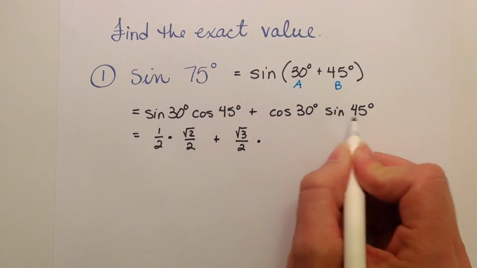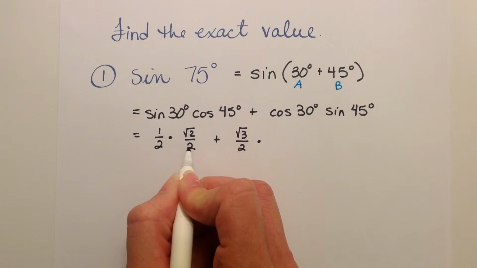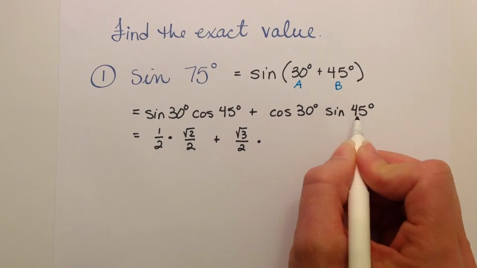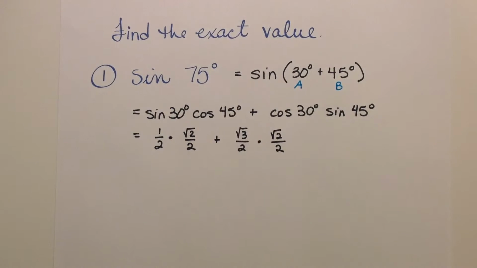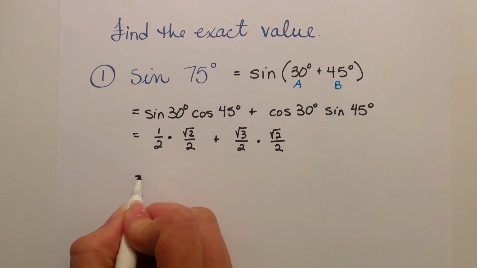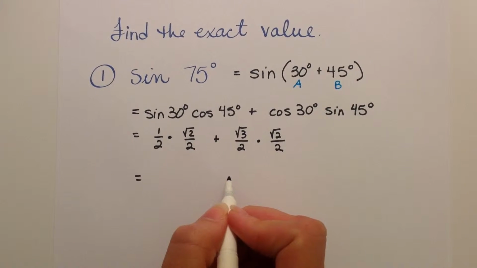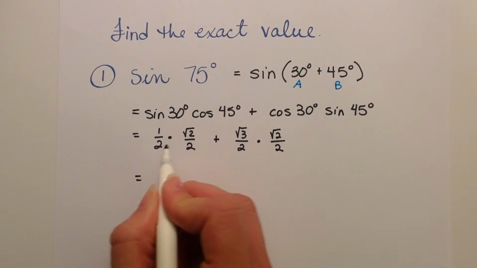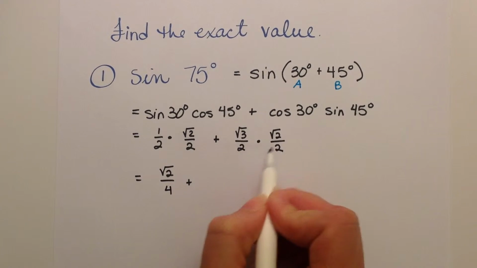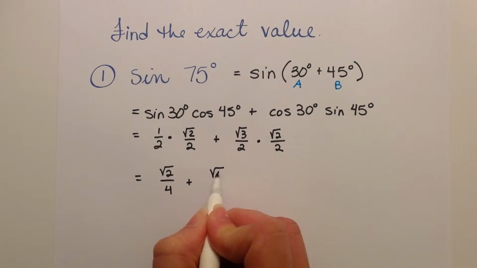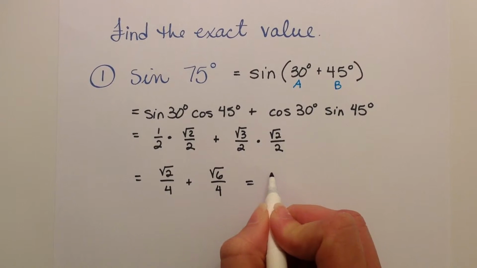And then again, you have sine 45 degrees, which has the two different forms, but whichever form you used here, definitely stick with the same form on this one. Don't switch it up, or that'll complicate the simplifying. All right, we've got multiplication and addition, so just order of operations, multiply first. Multiplying these two fractions, we would have square root 2 over 4. And then multiplying these two, we would have square root 6 over 4. And it's already set up for you there with a common denominator.